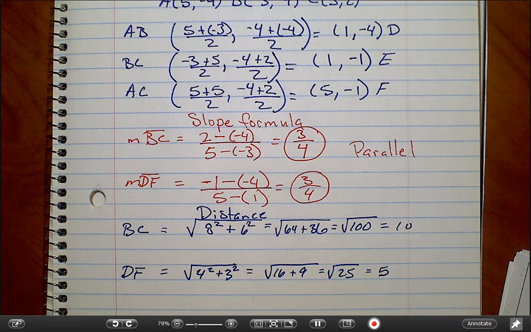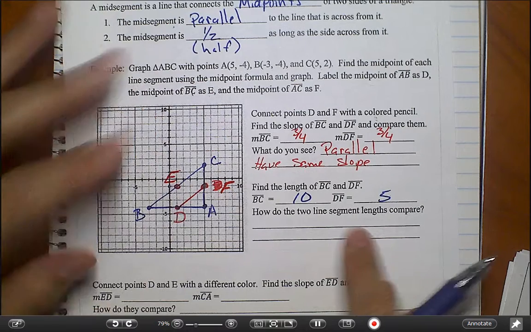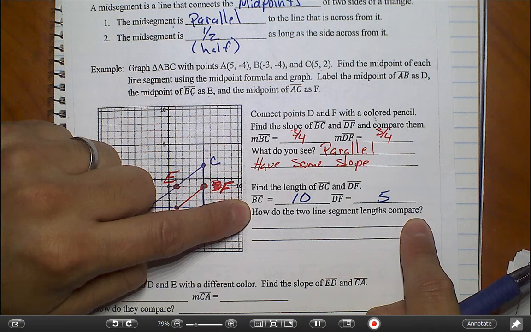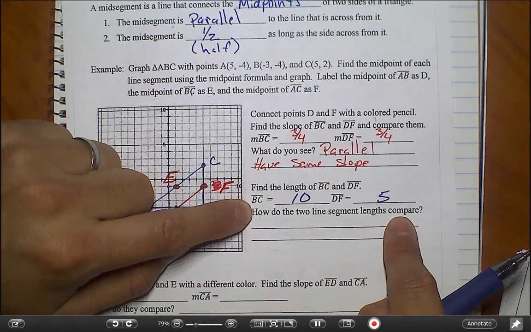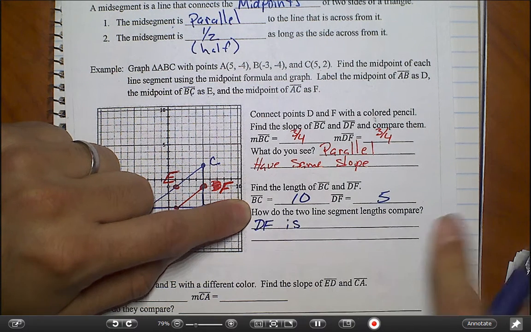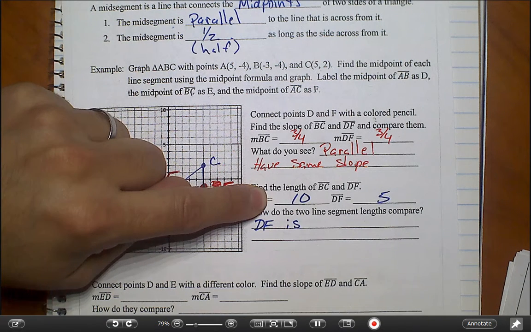All right, so we have all that there. We could just put in the calculator from right here to get the same 5. But I wanted to show my work. All right, so let's go back to my page. So BC is 10, DF is 5. Now, how do the two line segments compare? Can I compare them? So I could say that DF is how much of this one? Say half. That's what I was looking for. Half.